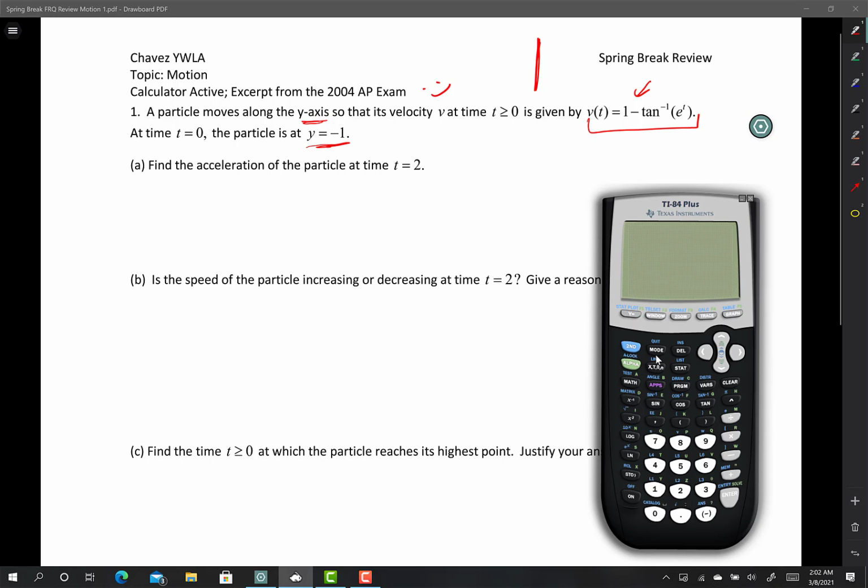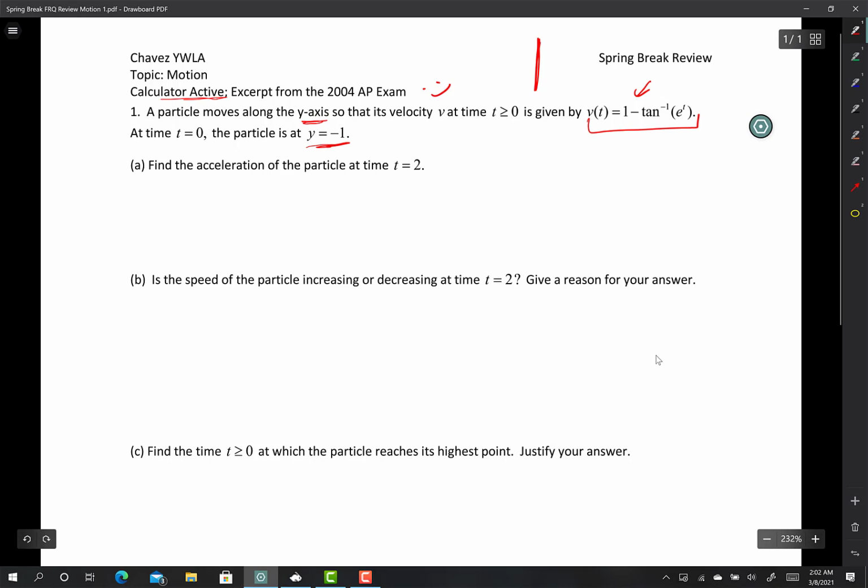Let's see what they want me to do for letter A. Find the acceleration of the particle at t equals 2. This is a calculator active question, guys. You do not have to show the derivation, but you do have to link it. So how do you get acceleration from velocity? Well, you take a derivative. So you would show a of 2 is equal to v prime of 2, which equals, and I'm going to write down what that derivative is at 2.